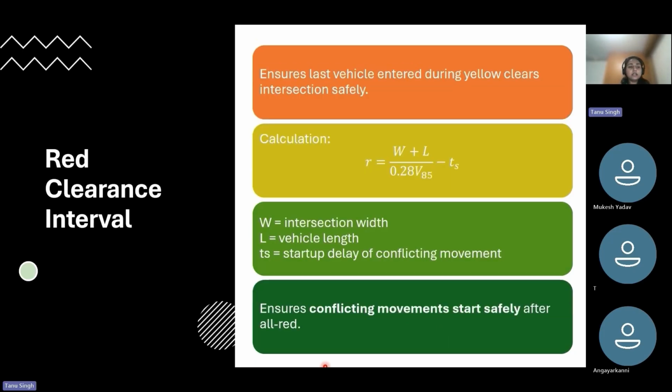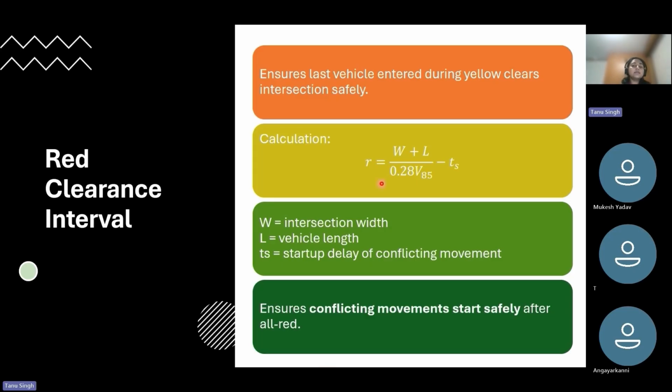Then comes the red clearance interval. So the red clearance interval comes next. That is really important to make sure that the last vehicle that is entering during the yellow clears the intersection safely before conflicting traffic gets green.